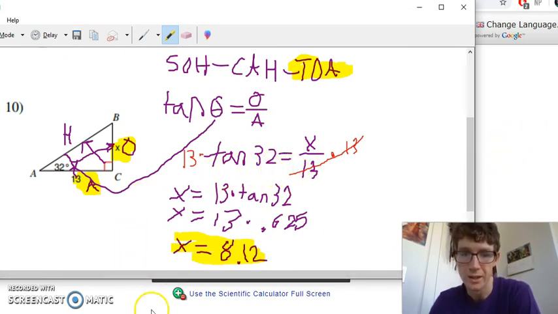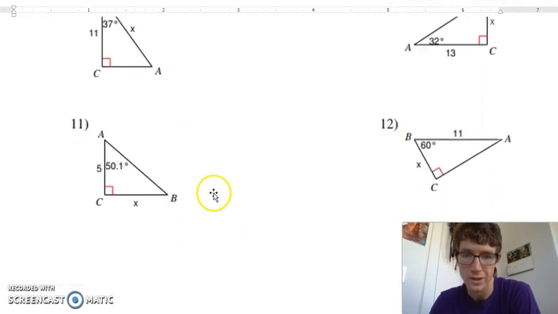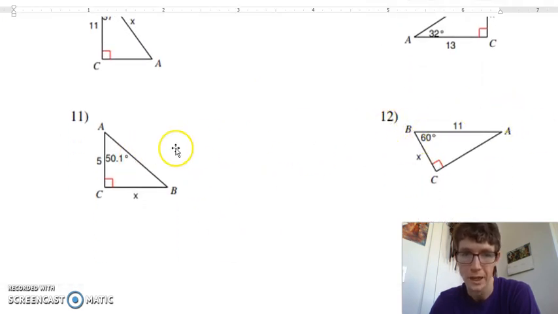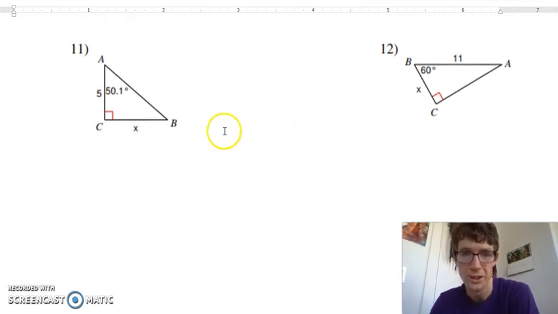So I did number 10. I want you guys to do 11 and 12. And then once you're done, take a picture of all your work, and you send it to me.